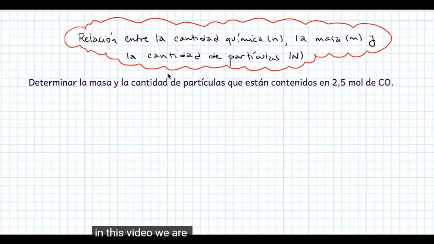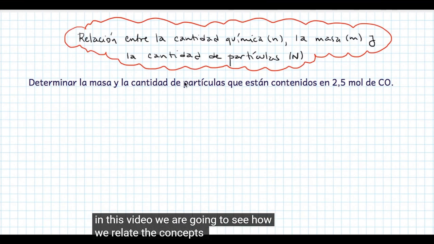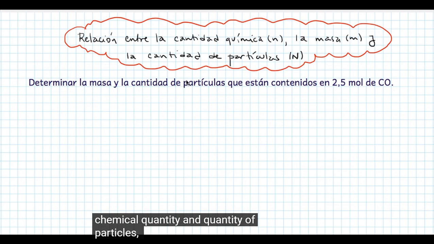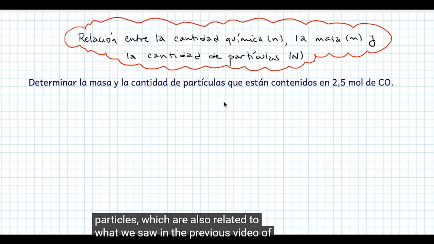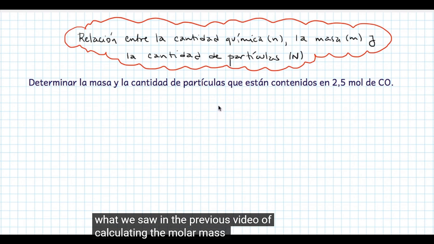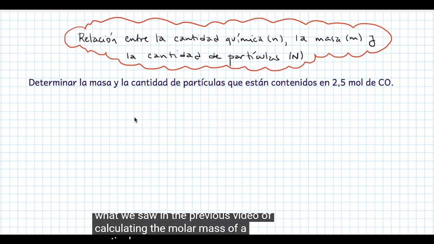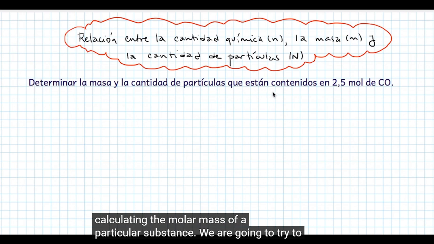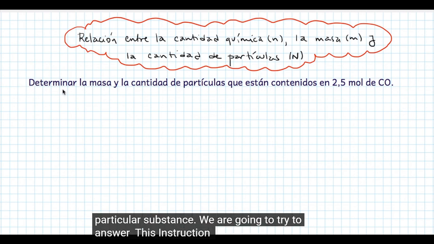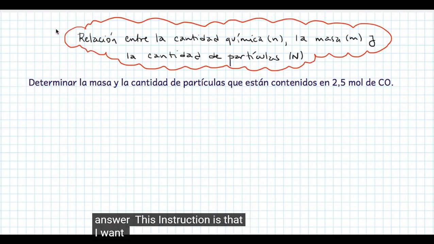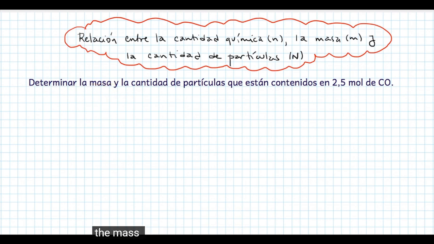In this video we are going to see how we relate the concepts of mass, chemical quantity and quantity of particles, which are also related to what we saw in the previous video of calculating the molar mass of a particular substance. We are going to try to answer this instruction: I want to determine the mass of a substance that is going to be carbon monoxide.